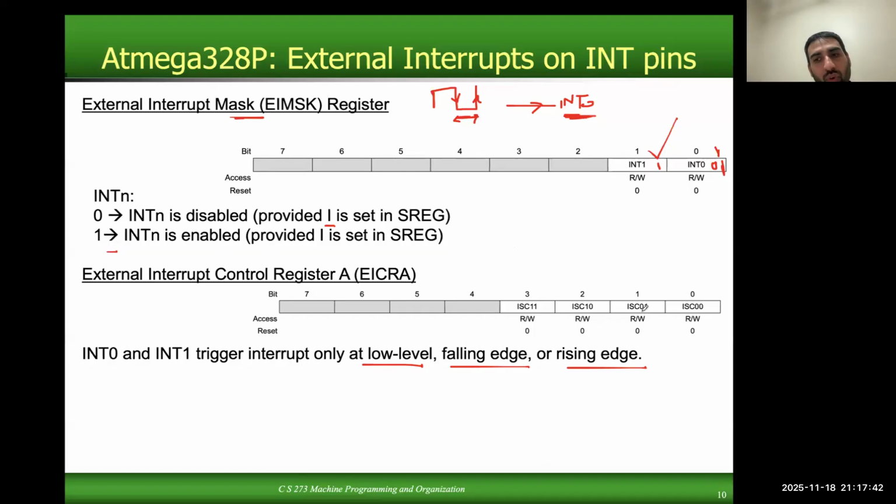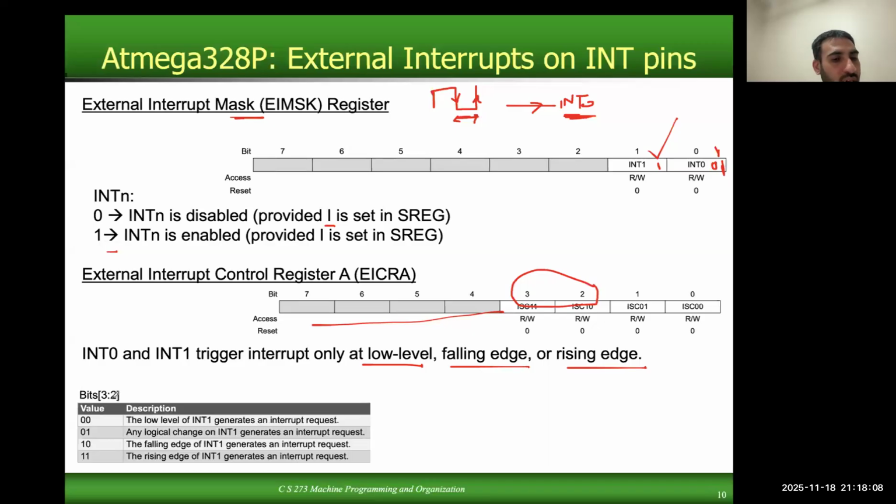This register has 4 bits which are used, and 4 bits which are not used. Let's start from this one because I have animated in that order. The bits at positions 2 and 3 are used to define the sensitivity of the interrupt for INT1. So here is the description. For bits 3 and 2, if the value is 0 0, it means the low level of INT1 generates an interrupt request.